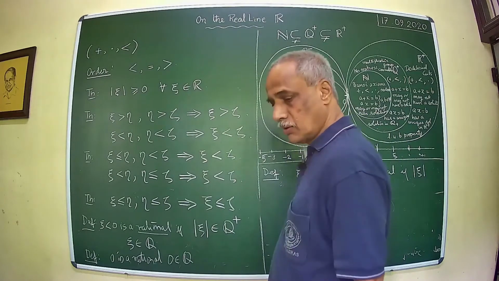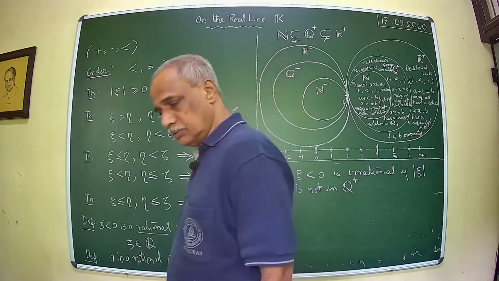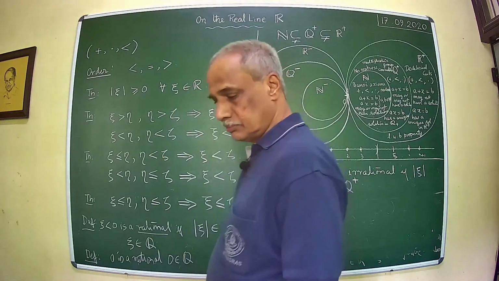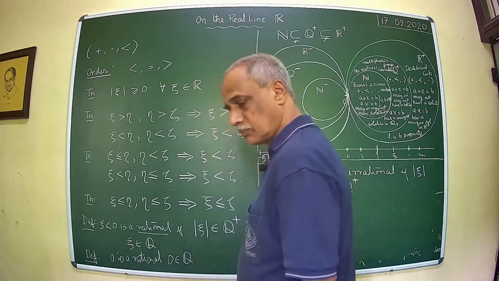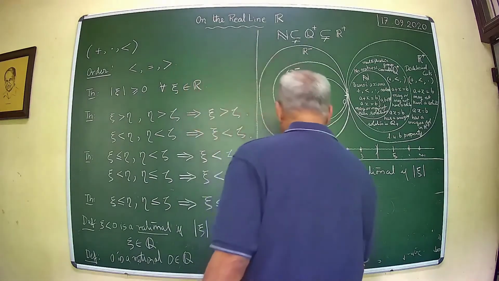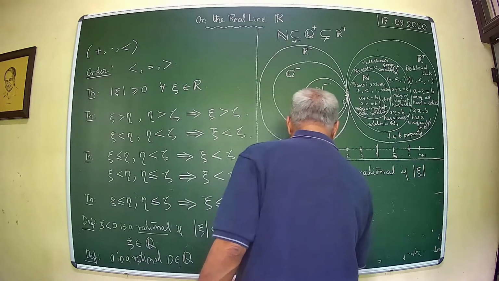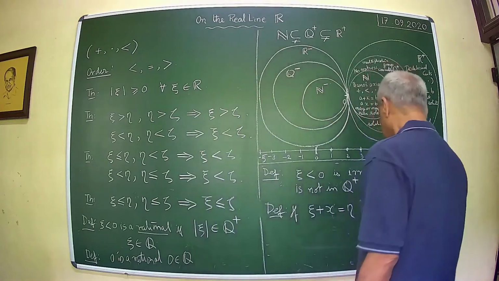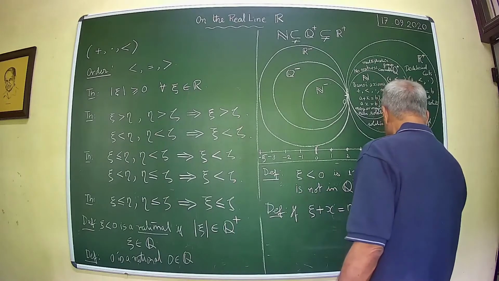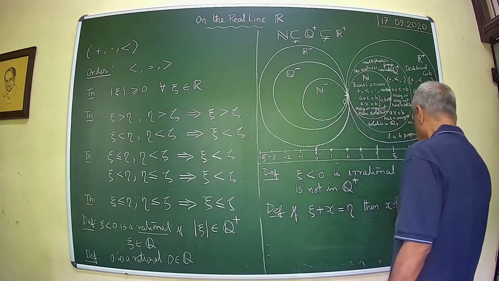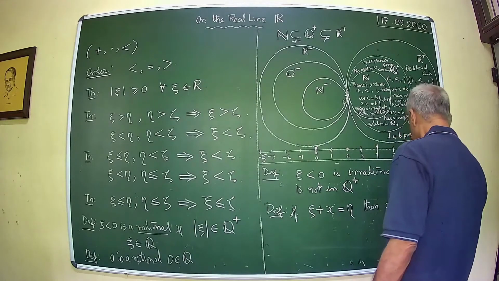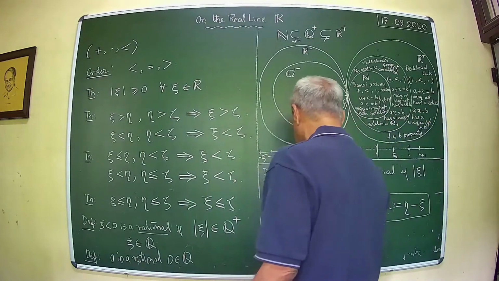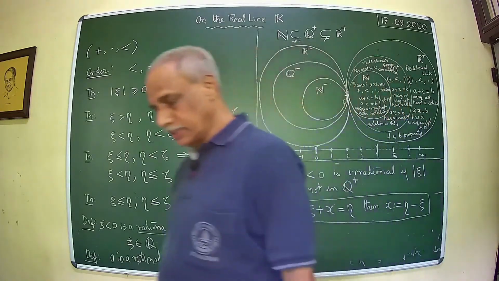Then you further define psi plus x equal to eta, then x is defined as or written as eta minus psi. So this is a standard definition. Okay, right?